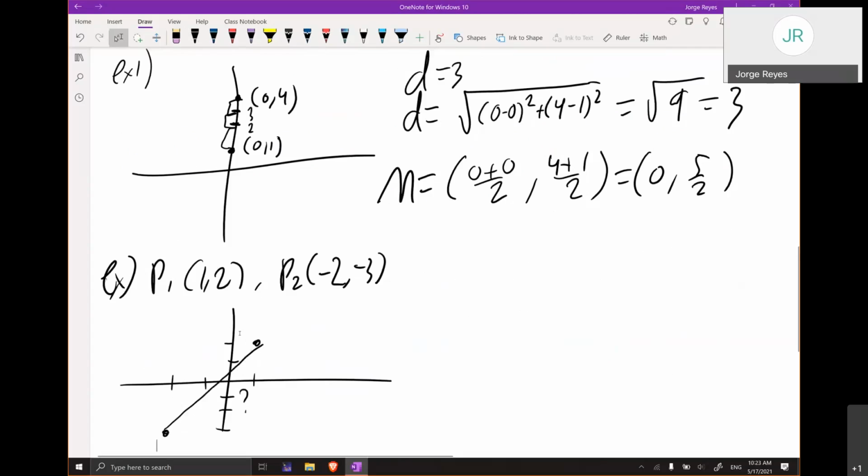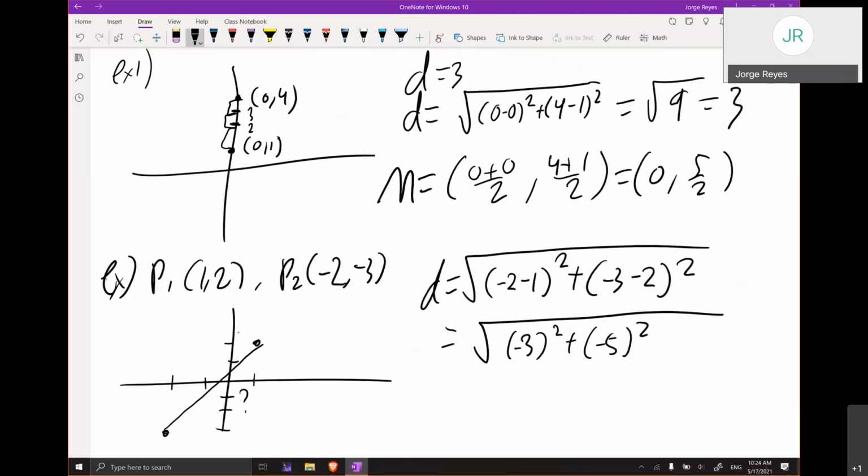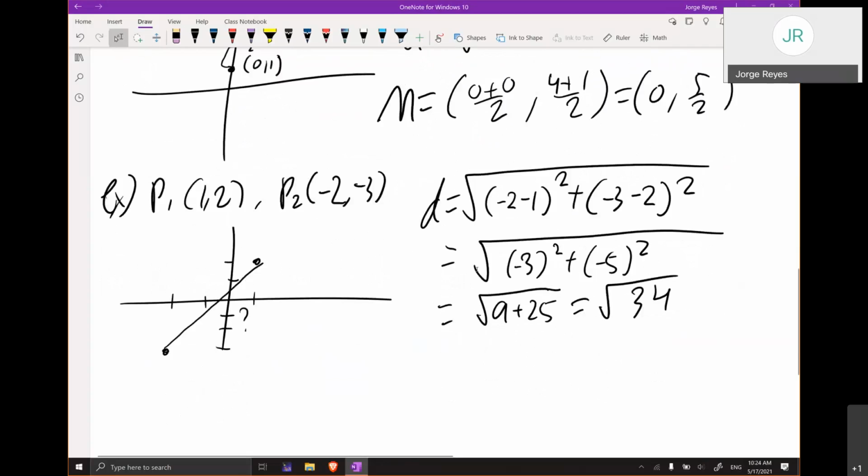Okay. So distance. Now we plug it into the formula, and it's actually going to be useful. So negative 2 minus 1 squared plus negative 3 minus 2 squared. So this is negative 3 squared plus negative 5 squared, which is 9 plus 25, which is 34. So the distance is square root of 34. It's frequently going to be a square root.